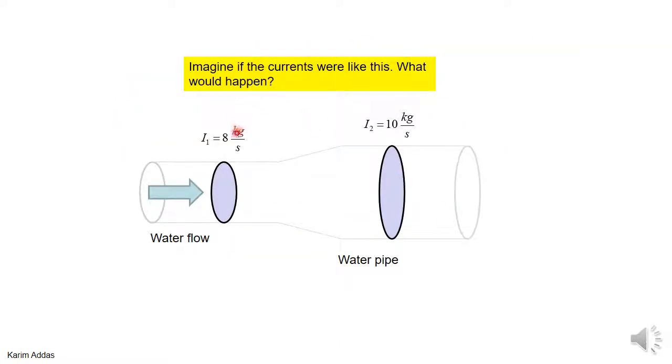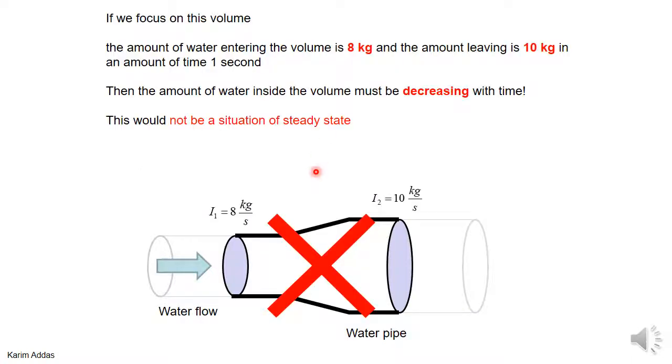Okay, what if it happens like this? What if the current here is 8 kilograms per second and here 10 kilograms per second? What would happen as time goes on? In this case, if you wait for 1 second, 8 kilograms of water went into the volume and 10 kilograms went out. That means the amount of water inside the volume is decreasing with time. This is not a situation of steady state. So this cannot happen in steady state.